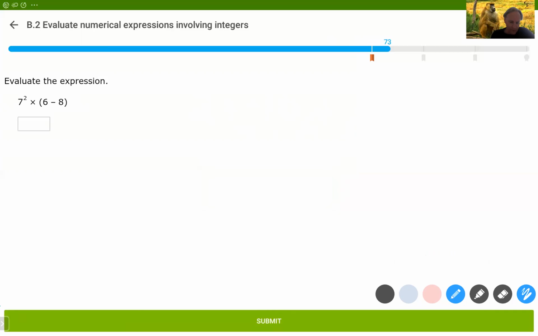We have 7 squared. Exponents come before multiplication, so we're talking about 49. And we're multiplying by 6 minus 8, which is negative 2. And when we multiply that, we get negative 98.